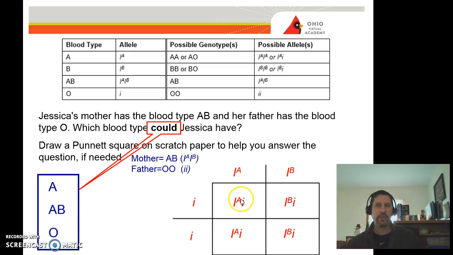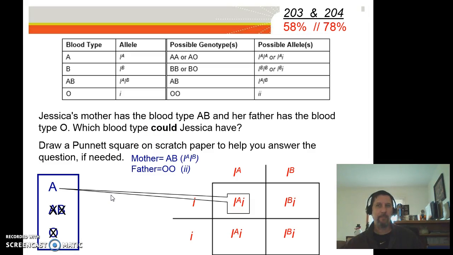Well, wait a second. She could have A or B. So many of you actually, when you did this, you wrote AB. That's not correct. She cannot have AB because the father does not have an A or a B. So she can only have A or B. A is not listed. So what is the only answer that is possible? What could Jessica have? She could have B. Okay, that's the only possible answer.